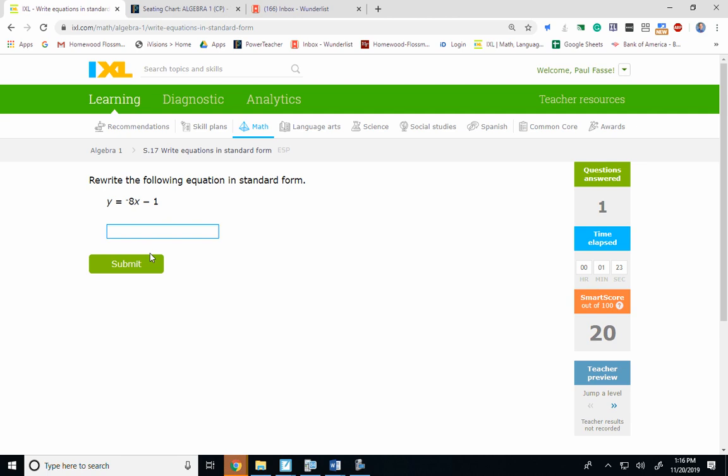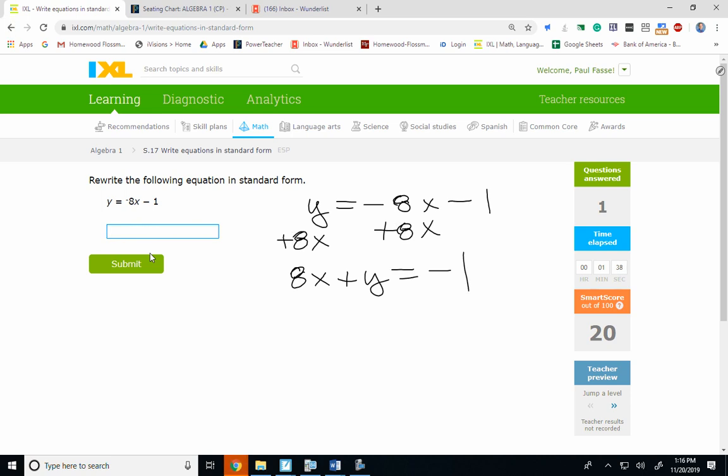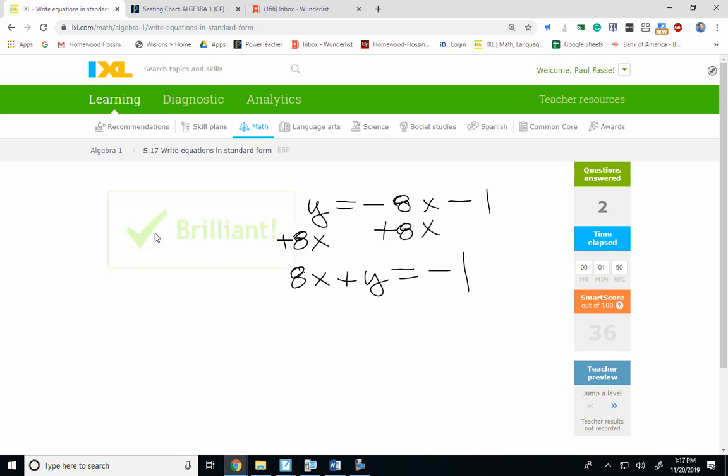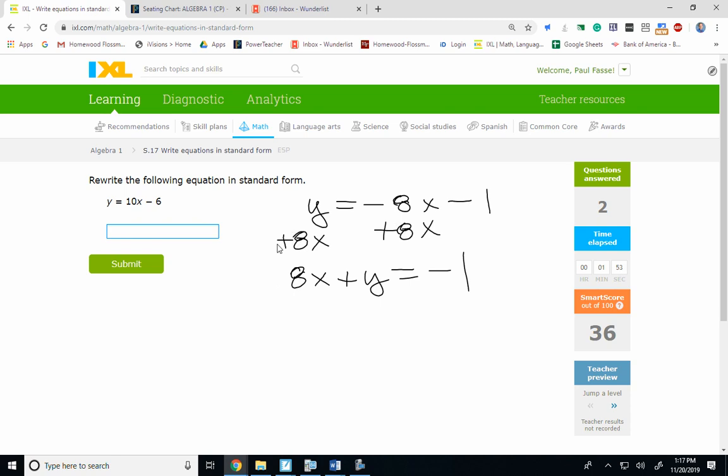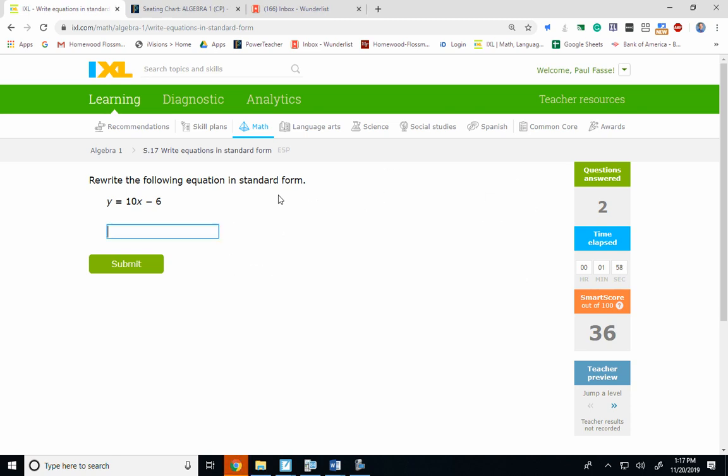Get into standard form. Again, you have to get the x to the other side. So if I have this, I have to add over 8x to this side. Again, you can't combine those because they're not like terms, so you just write them next to each other. Equals negative 1. So I have 8x plus y equals negative 1. And same thing over and over. Okay, so pretty much a lot of these are going to be the same structure. I don't think they're much different.